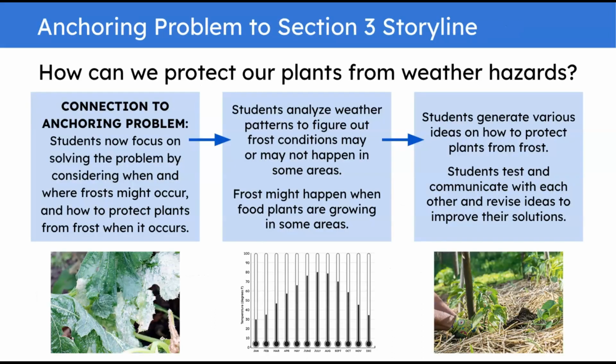In Section 3, students connect back to the anchoring problem by considering ways to protect plants from weather hazards like frost. First, students will explore if damaging weather can be avoided in the first place. To do this, they will analyze weather patterns to figure out that weather conditions can be predicted based on past patterns. For example, in Missouri, summer is hot and winter is cold, but students will discover spring and fall can bring frosts that threaten our food plants. From this understanding, students will go through the engineering cycle to design, test, and revise solutions to protect their food plants from frost. We would love to hear what ideas they come up with.